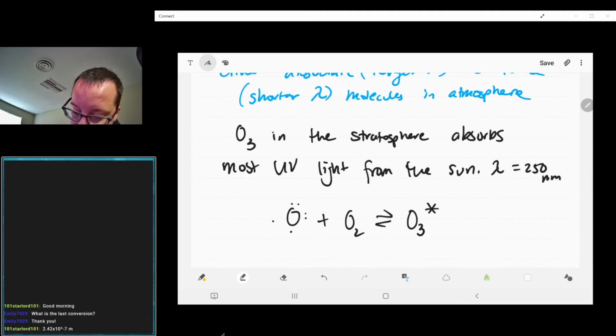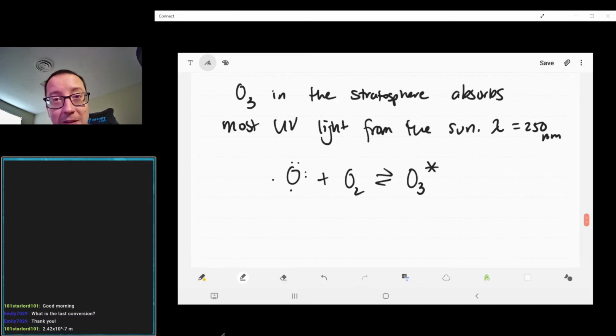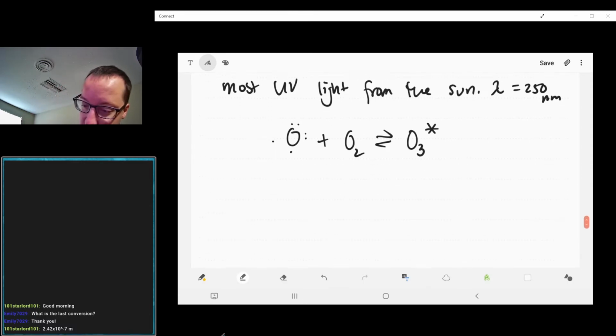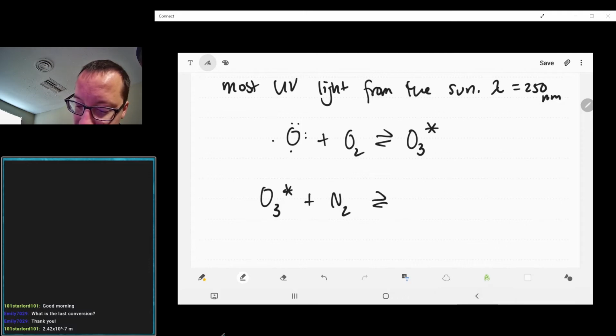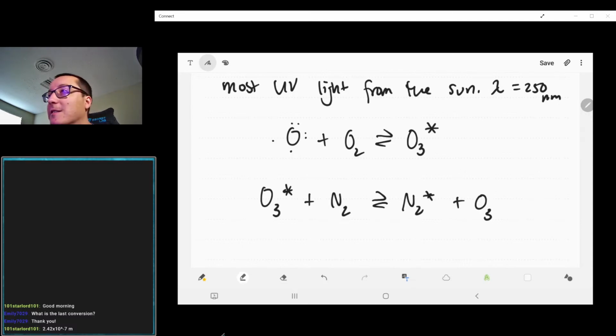And we typically will indicate this as an excited state because this reaction is exothermic. And there's going to be other things in the atmosphere that are going to help to absorb some of this energy. Typically, we're going to see that this is going to happen with nitrogen gas because that's the most common gas nearby. We're going to see that that O3 molecule can bump into nitrogen to make the nitrogen excited instead and just have non-energetically exciting ozone here.